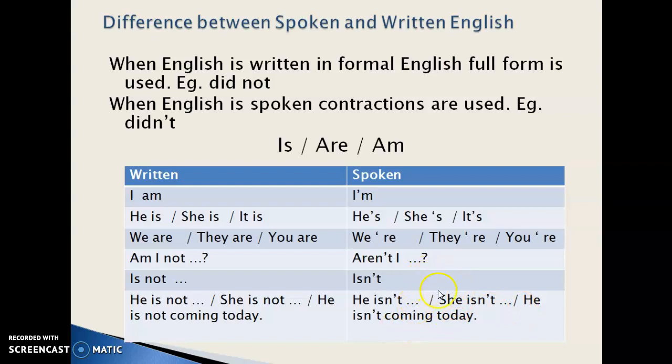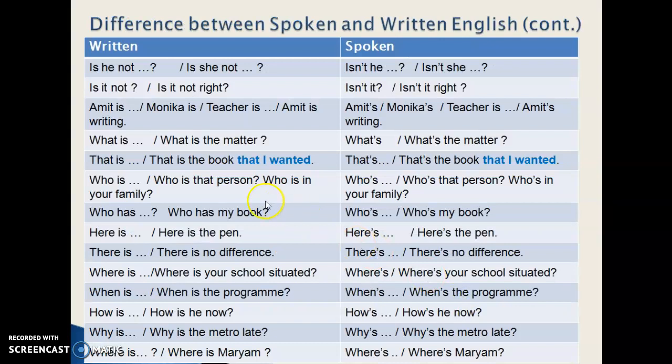Let us proceed and see the examples. Is he not? Is she not? In spoken English we'll have isn't he or isn't she? Isn't he coming today? Isn't she coming today? Is it not? Is it not right? Is it not true? Isn't it? Isn't it right? Isn't it true?